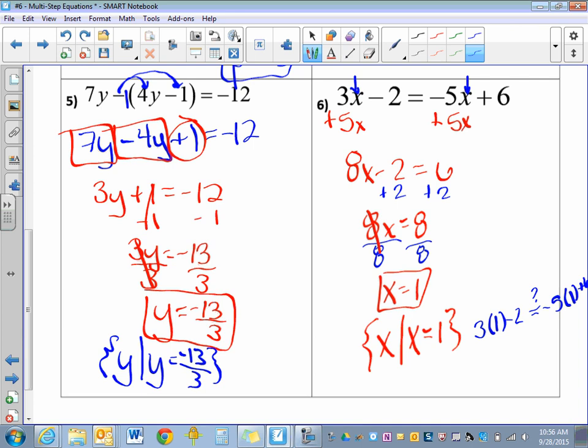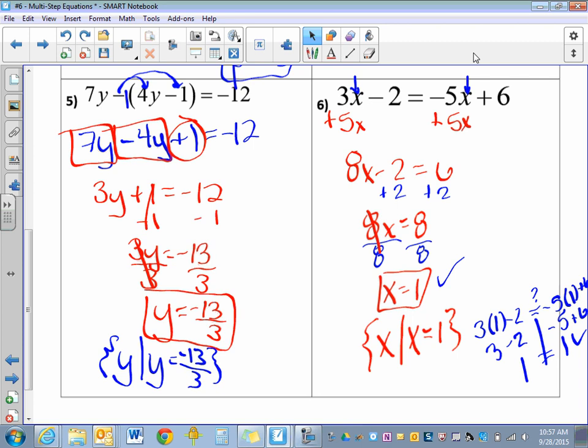Okay, so I'm checking to see if 1 is a solution. Remember, when we're checking, we cannot cross the equal sign. So 3 times 1 is 3, minus 2. And 3 minus 2 is 1. Negative 5 times 1 is negative 5, plus 6. And negative 5 plus 6 is 1. 1 does indeed equal 1, so we know that this is a solution. That's something that's good to do on quizzes and tests to make sure you're doing the right thing. If you get that they're not equal, that means that you made a mistake somewhere and you double check your work. Alright, questions on that?